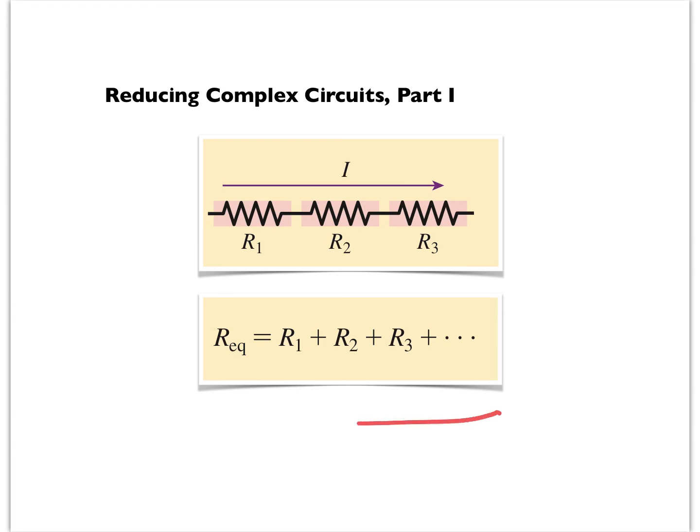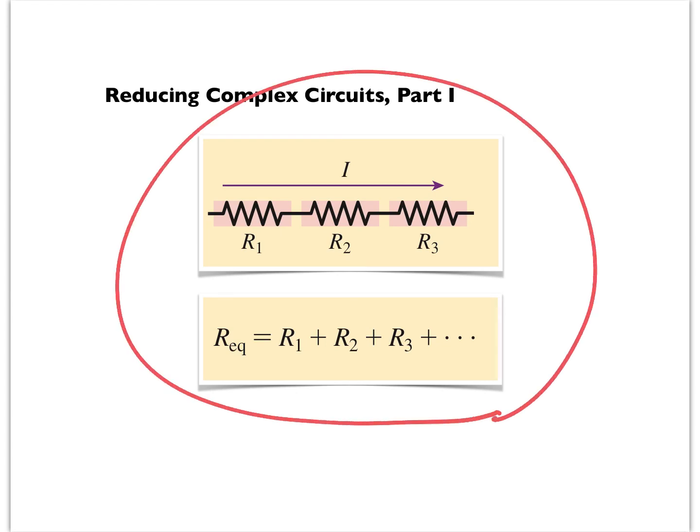And we'll also talk about how to reduce circuits. If you have a complex circuit with multiple resistors, I can take those 3 resistors and turn them into 1. So if I had a 1 ohm resistor and another 1 ohm resistor and a third 1 ohm resistor all connected in series, I can treat it as a single resistor with a resistance of 3 ohms.